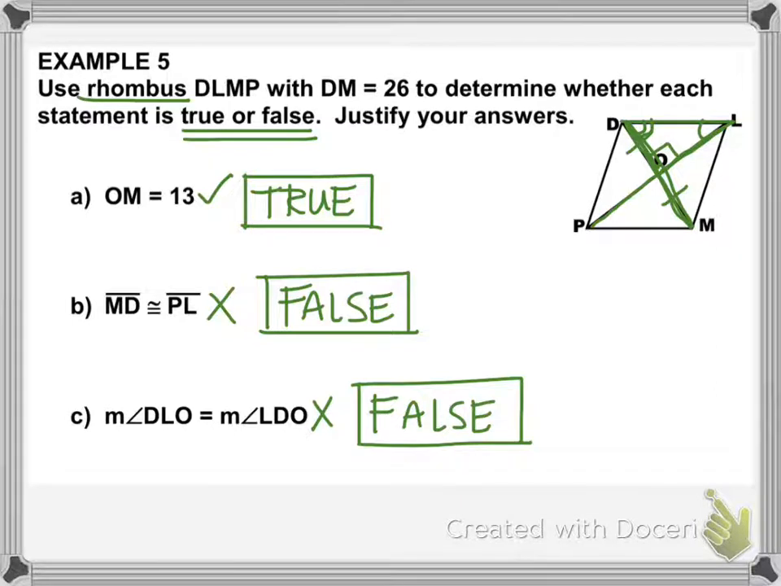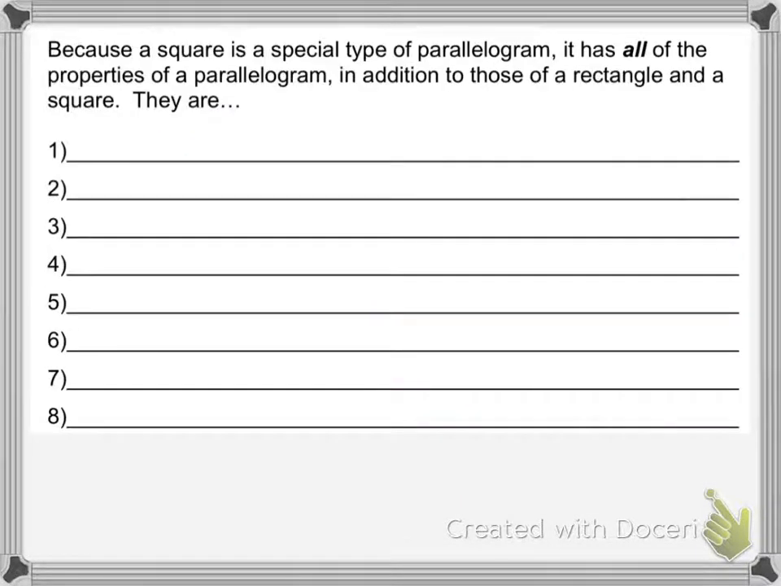We're going to go ahead and take a look now at square. So Papa Parallelogram, he had a rectangle and a rhombus as his kids. Rectangle and rhombus, they had a kid. Little unconventional, but their kid is square. So square is also a special type of parallelogram, and it's a special type of rhombus and a special type of rectangle. It's all three at the same time. So it's going to have all of the properties of a parallelogram in addition to those of a rectangle and a rhombus. So let's think of what all those properties are.